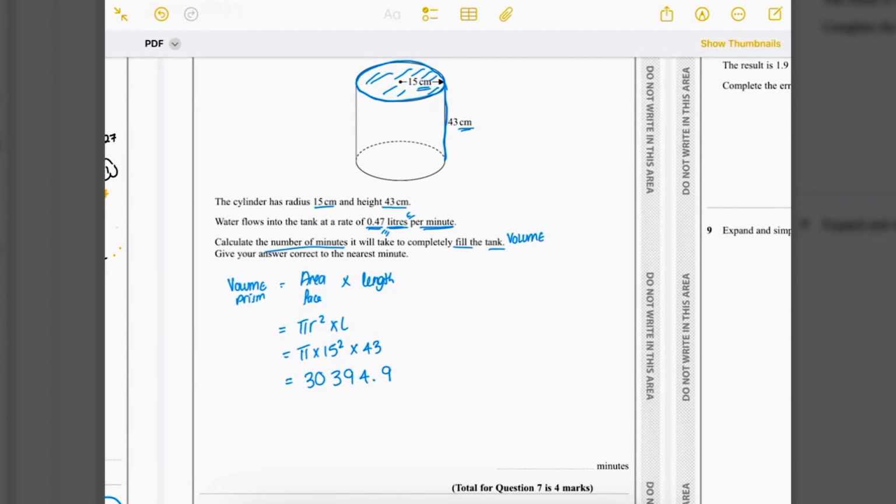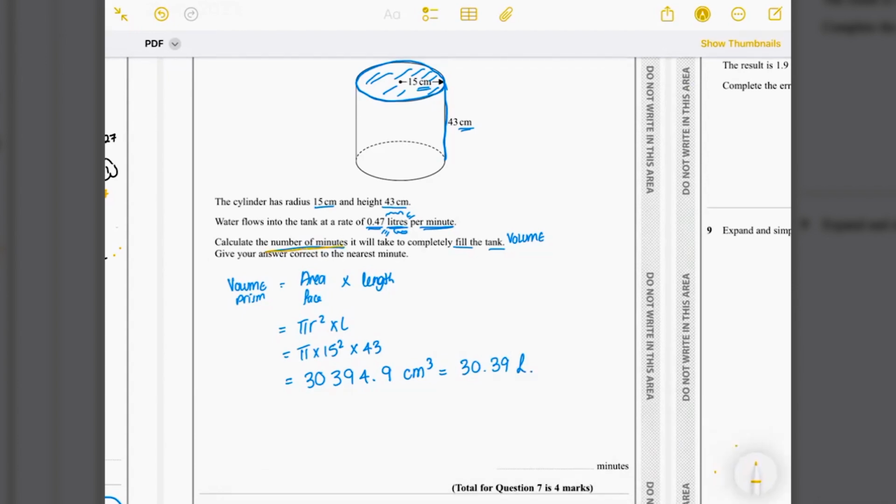Now notice, my units here are centimeters, so my units are going to be centimeters cubed. But also notice that the question gives it to me in liters, not centimeters cubed. So I need to change this into liters. 1 liter is 1,000 centimeters cubed. So to get it back into liters, I need to divide by 1,000. If I divide it by 1,000, I end up with 30.39 liters.